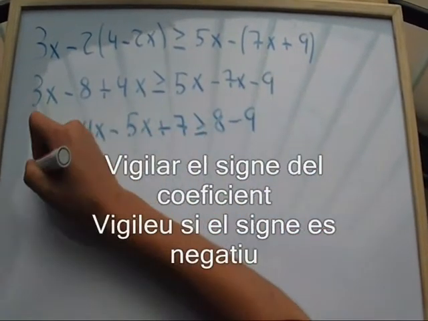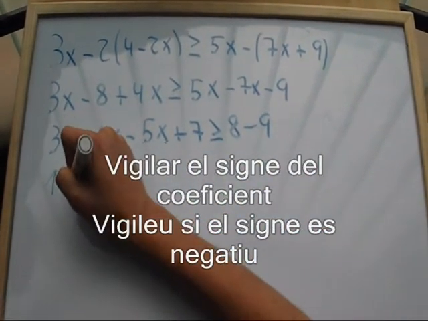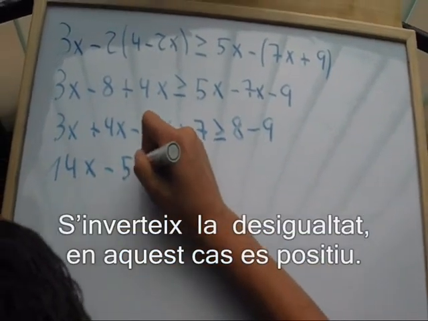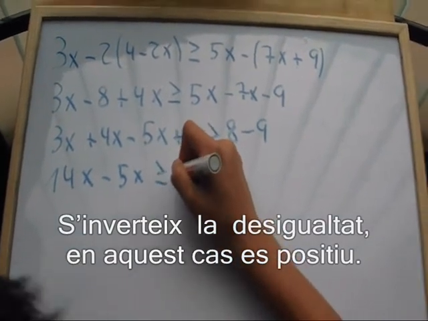Watch the sign of the coefficient. Beware if the sign is negative. Step 4, invert the inequality. It inverts the inequality if the sign is negative; in that case it is positive.